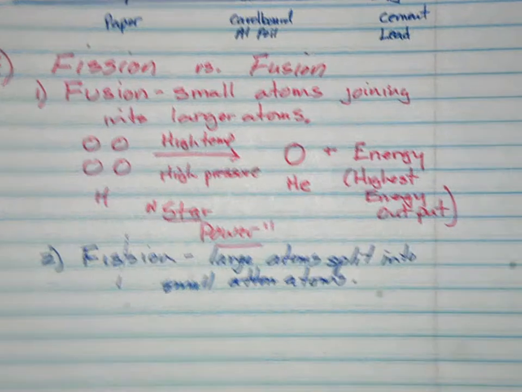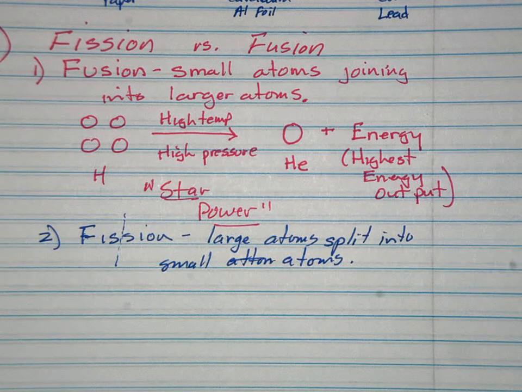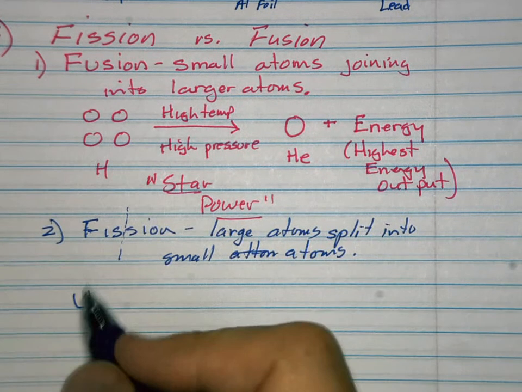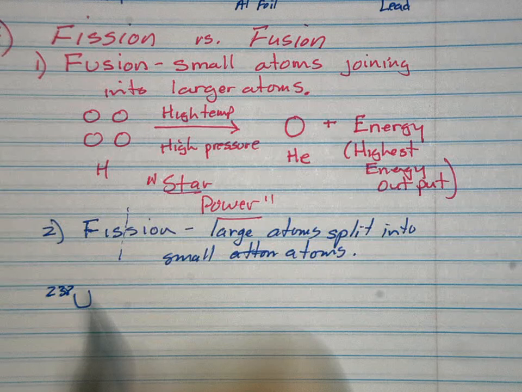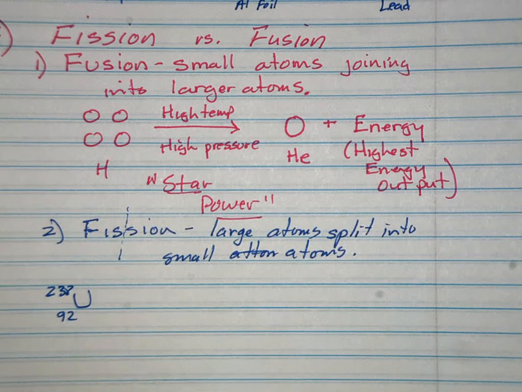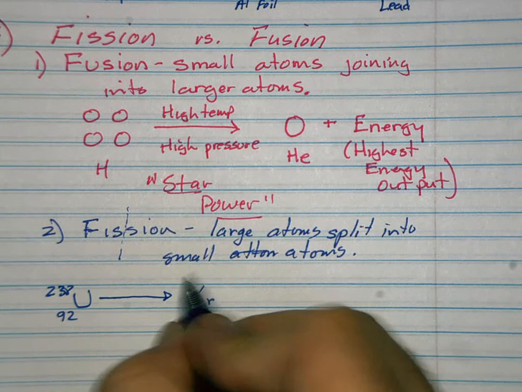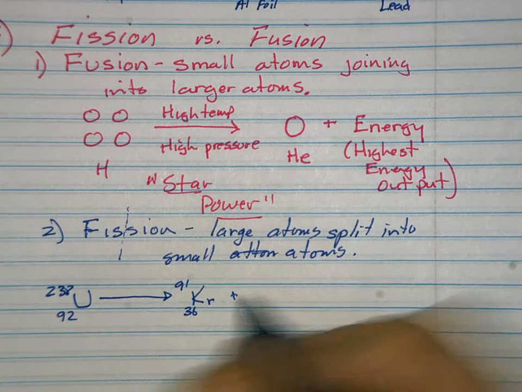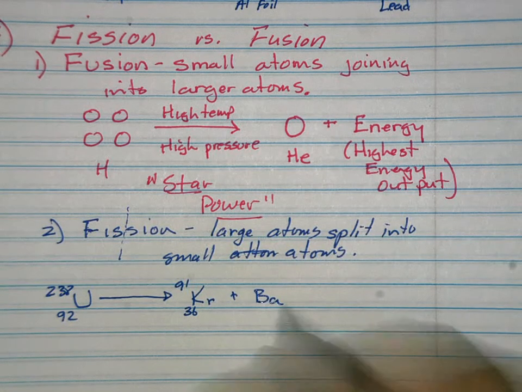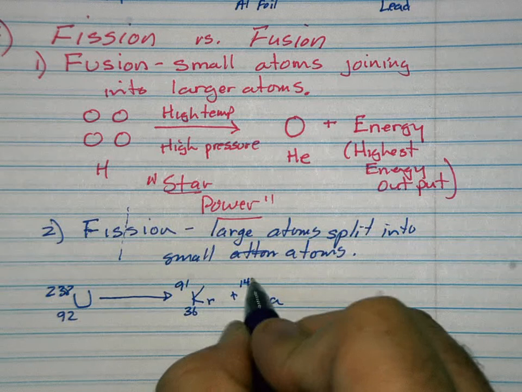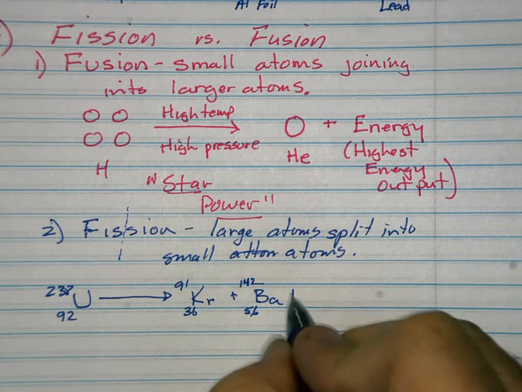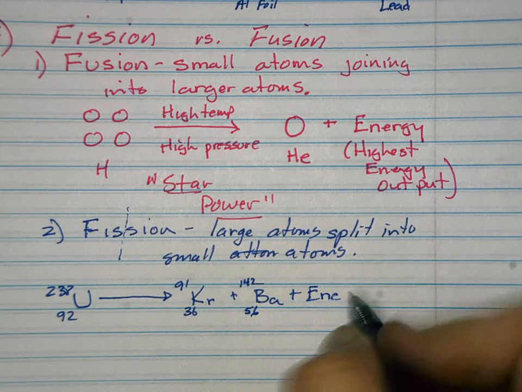An example, like with a lot of nuclear power, let's start with uranium-238. That's its mass, 238. Uranium has 92 protons. It will go through a fission reaction to make krypton-91. Krypton's 36. It'll also form a large atom of barium-142, with 56 protons, and then a lot of energy. So this is how nuclear power plants work.